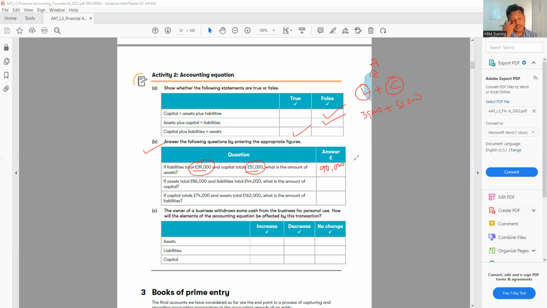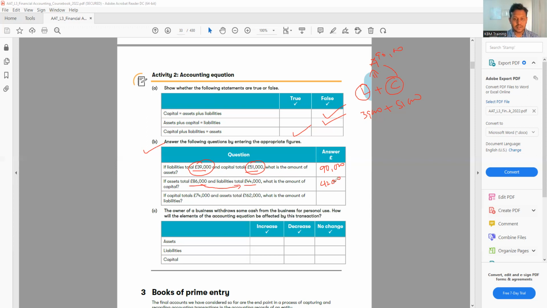Very simple, this is. Then if asset total is 86,000 and liability is 44,000, how much is the capital? We need to do asset minus liability to get the capital. Asset is basically the total of these two, so if I want to get anything else, I have to subtract it. So asset minus liability is the capital. 86,000 minus 44,000 gives us 42,000.